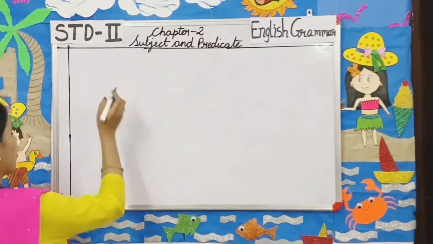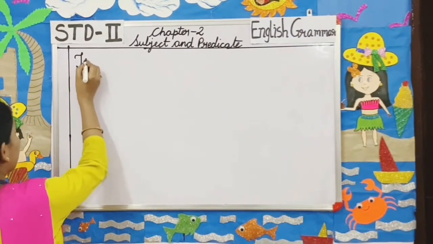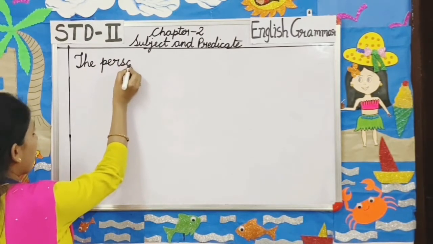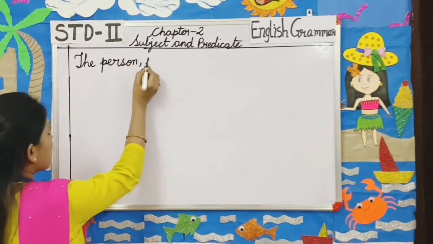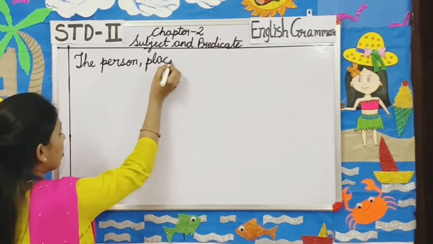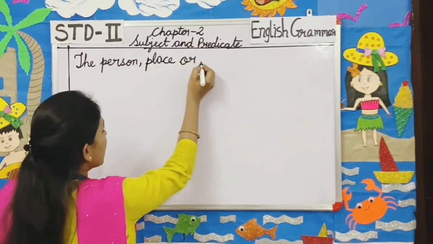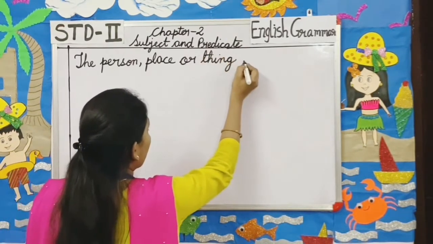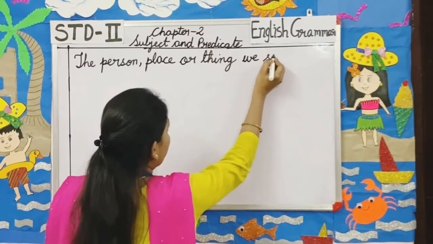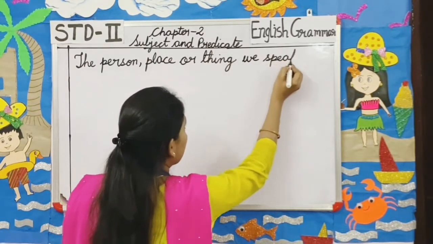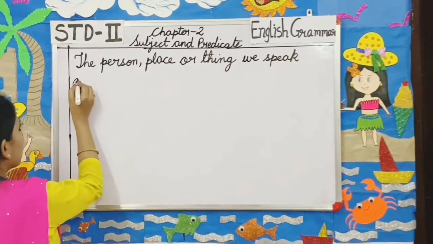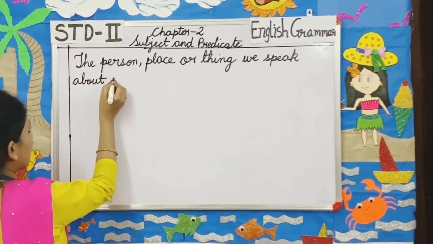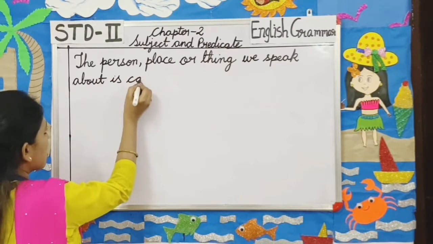So what is subject? The person, place or thing we speak about is called a subject.